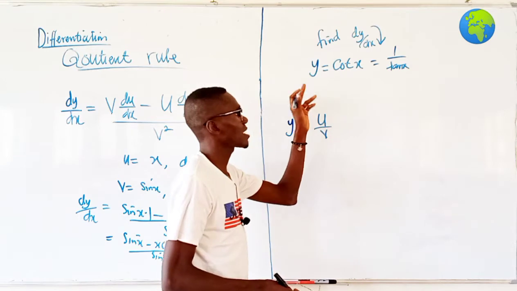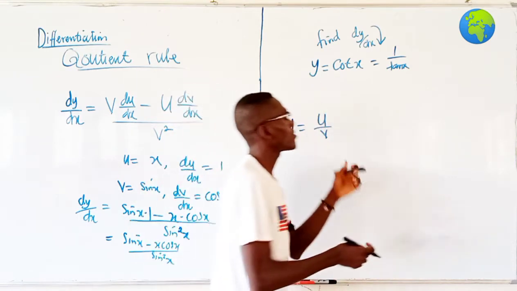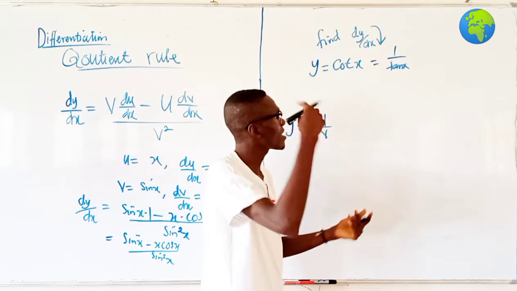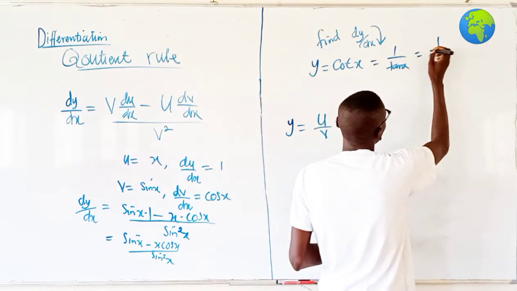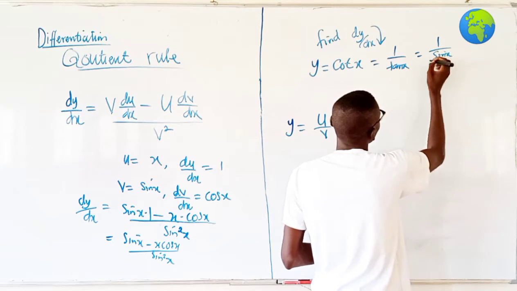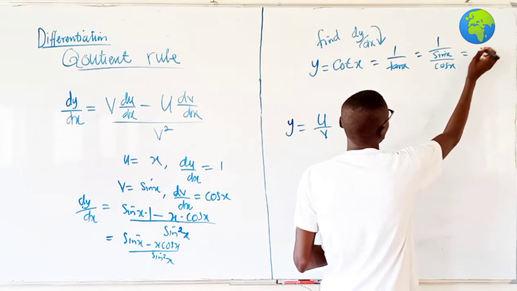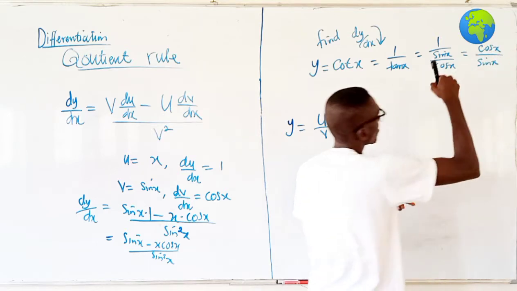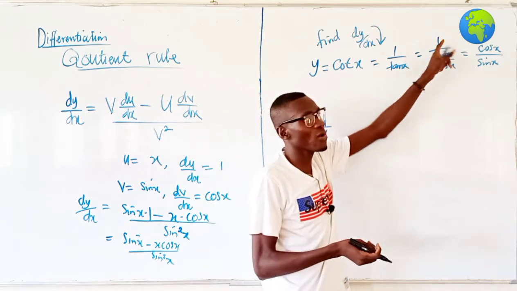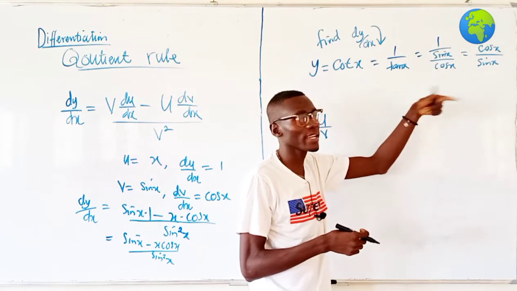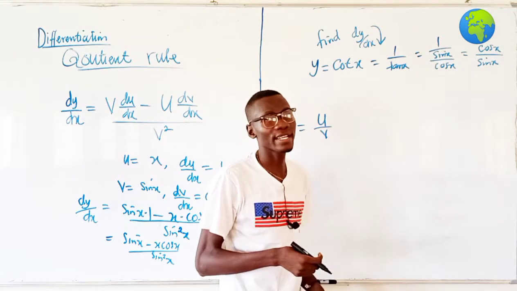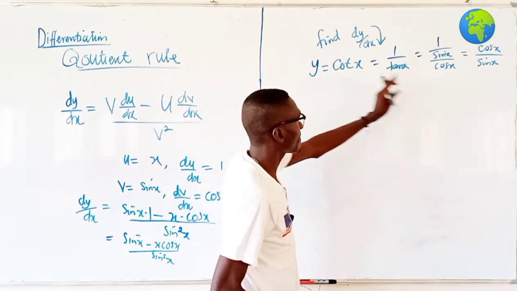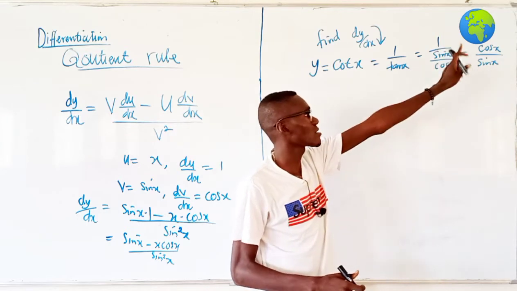So cot x is the same thing as 1 over tan x. But tan x is sine over cos. So 1 over sine x over cos x is the same thing as cos x over sine x, because you have to reciprocate. If you multiply 1 times the reciprocal of sine x over cos x, you are going to have cos x over sine x, right?